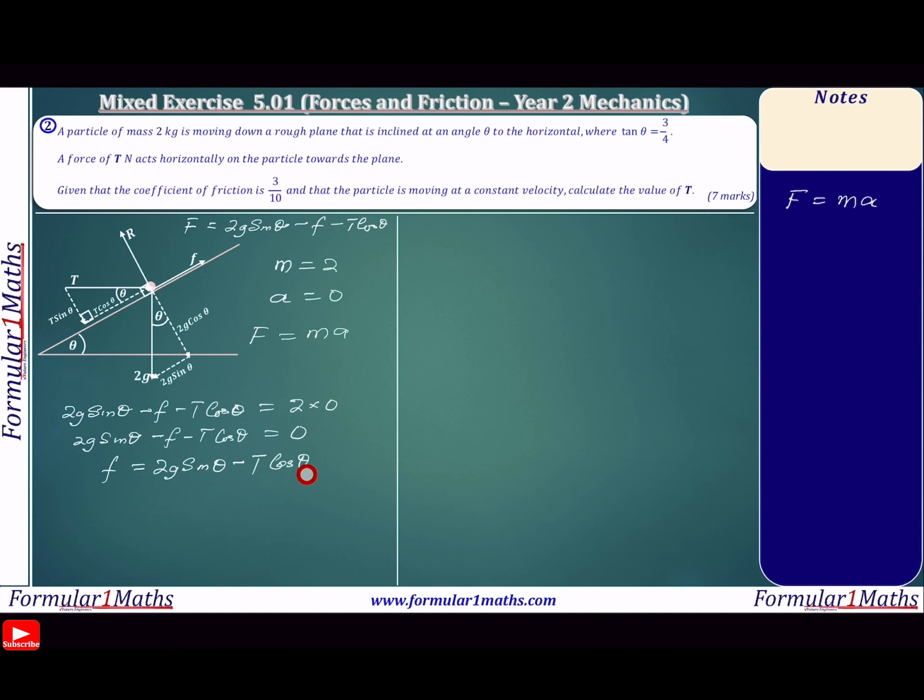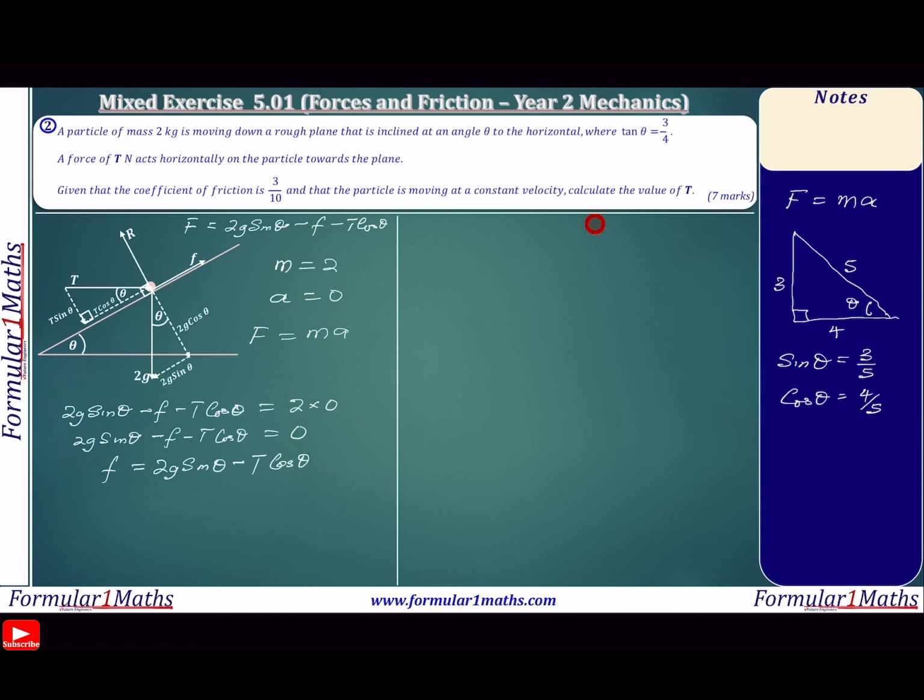At this point, we can find the exact values of sine theta and cos theta by drawing a right angled triangle like that. That would be 90. And if I put theta here, I can say this is 3 and this is 4, because we are told that tan theta is equal to 3 over 4. And if I use Pythagoras theorem, I can get this length to be 5. I can now write sine theta as 3 over 5 and cos theta as 4 over 5.